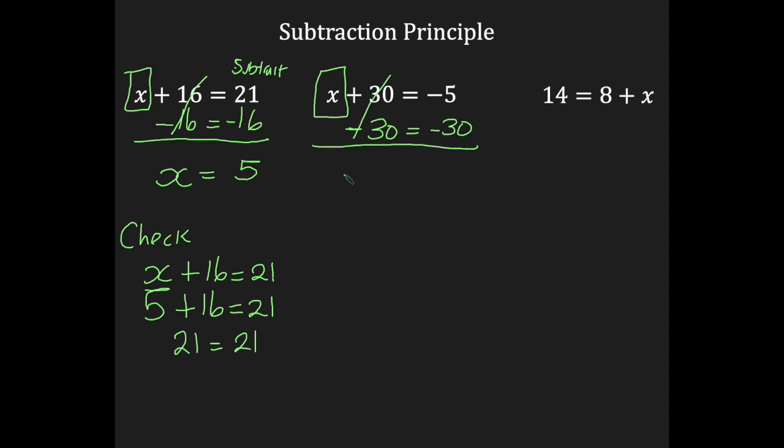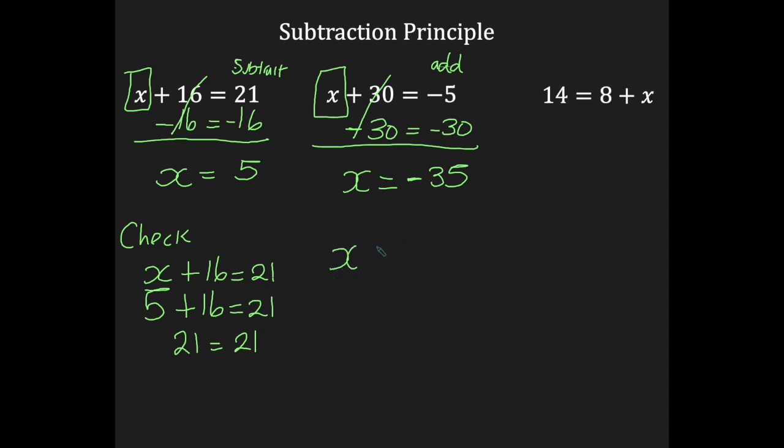That's eliminated. You got your x all isolated. Now over here, notice your signs are the same. When your signs are the same, you add. So this will be 35, and you keep the sign. So your answer is x equals negative 35.